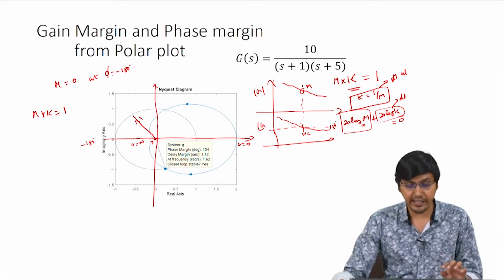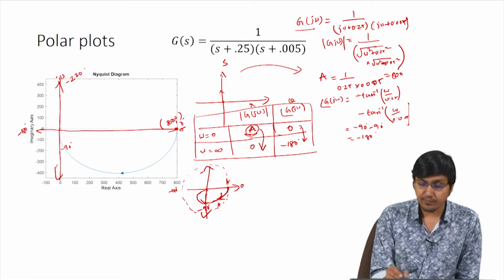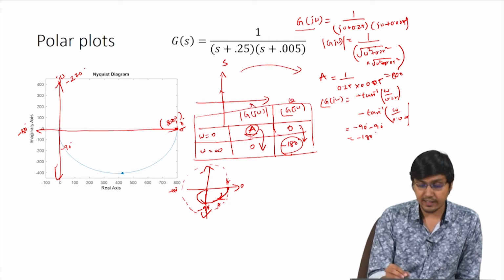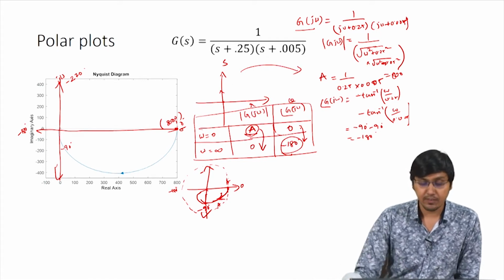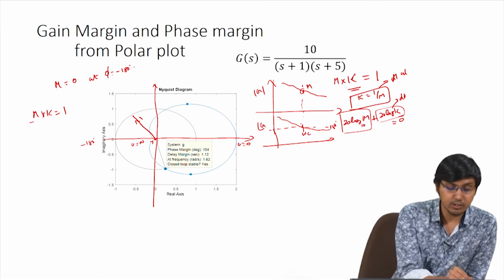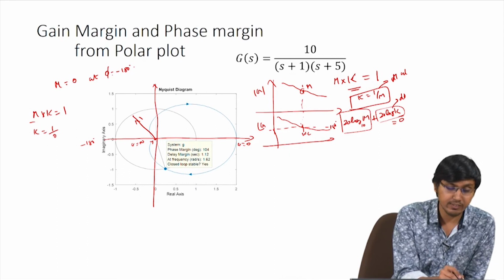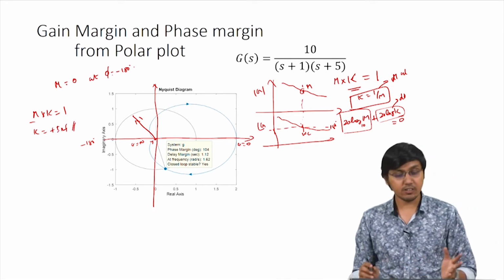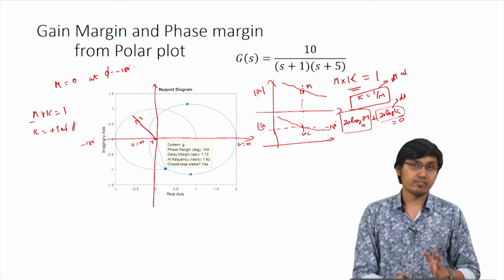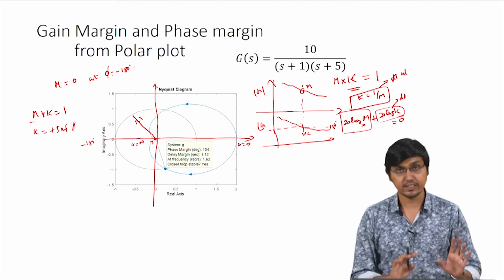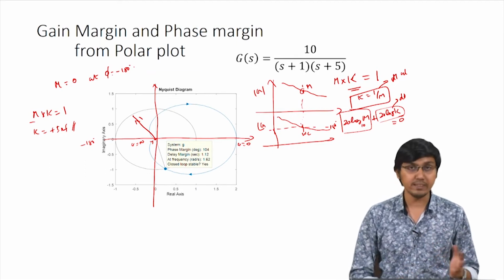If you go back to the table we have drawn, we said the minus 180 degree is reached at a gain of 0. So M is 0 here. When M is 0, K is 1 by 0, which means it is tending to infinity, a very high value. So from the gain margin perspective, this system has an infinite gain margin. You can add any gain to the system and it will still be stable.